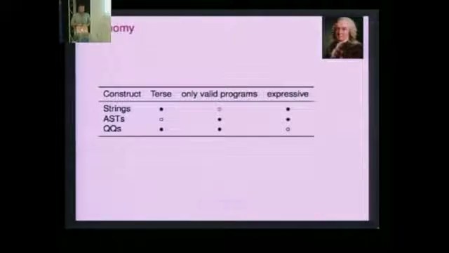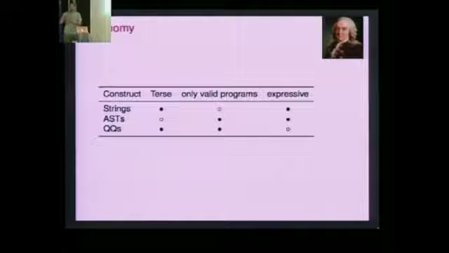Here's a little bit of taxonomy. Strings are super terse because programs are represented by themselves, and they're as expressive as we can hope. But for reasons I mentioned at the beginning, they are terrible if we're interested in correctness. So we ignore them. Abstract syntax trees help us with validity, and you can also do anything with them. So we want to look at them as well.